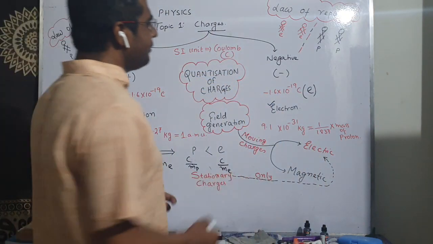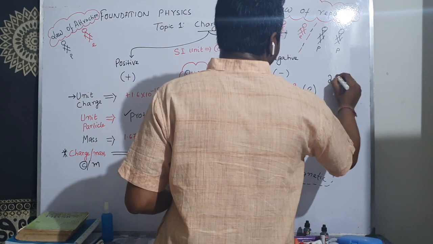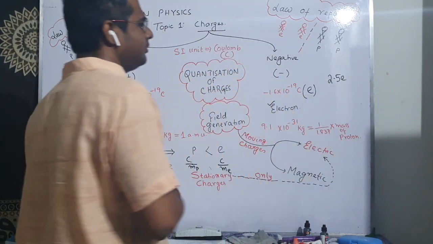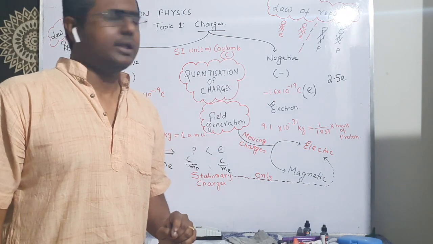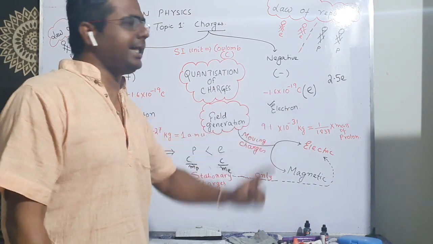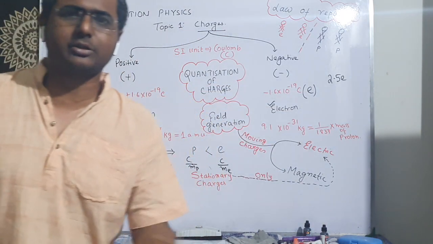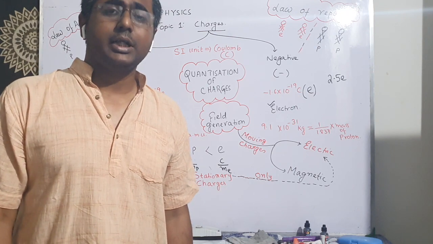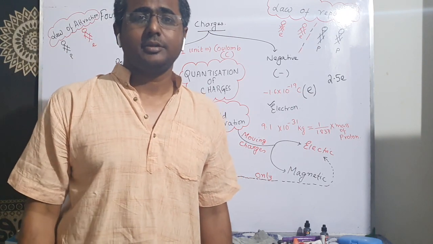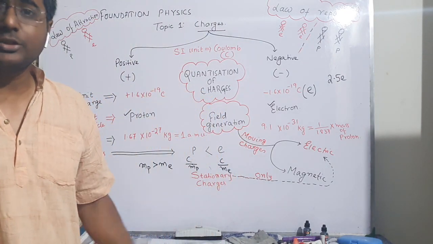Now I say to you that 2.5e is the charge of a certain particle. Is this possible? See, this charge is carried by 1 electron. So this charge will be carried by 2.5 electrons. Is this possible, bhai? 2.5 electrons? Electrons are particles. You cannot divide them into 2, 3, 5 parts like that. So it is not possible.